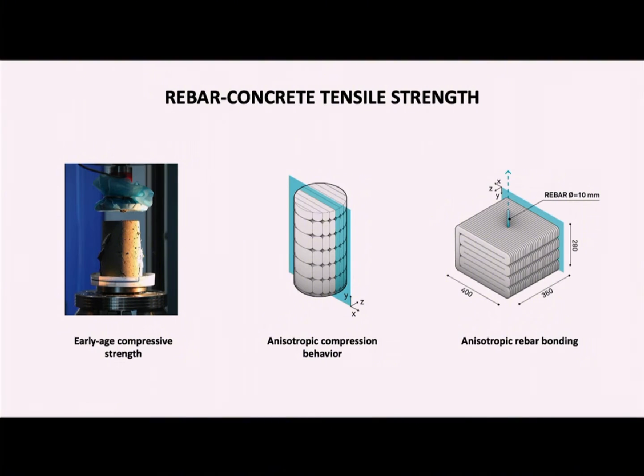So the first experiments we did, some preliminary experiments, were on understanding the early age properties of our material. So how does the material behave as soon as we deposit it? How much weight can we put on it? But we also looked at how the material behaves after printing, and how it behaves in the different directions according to the layer direction.